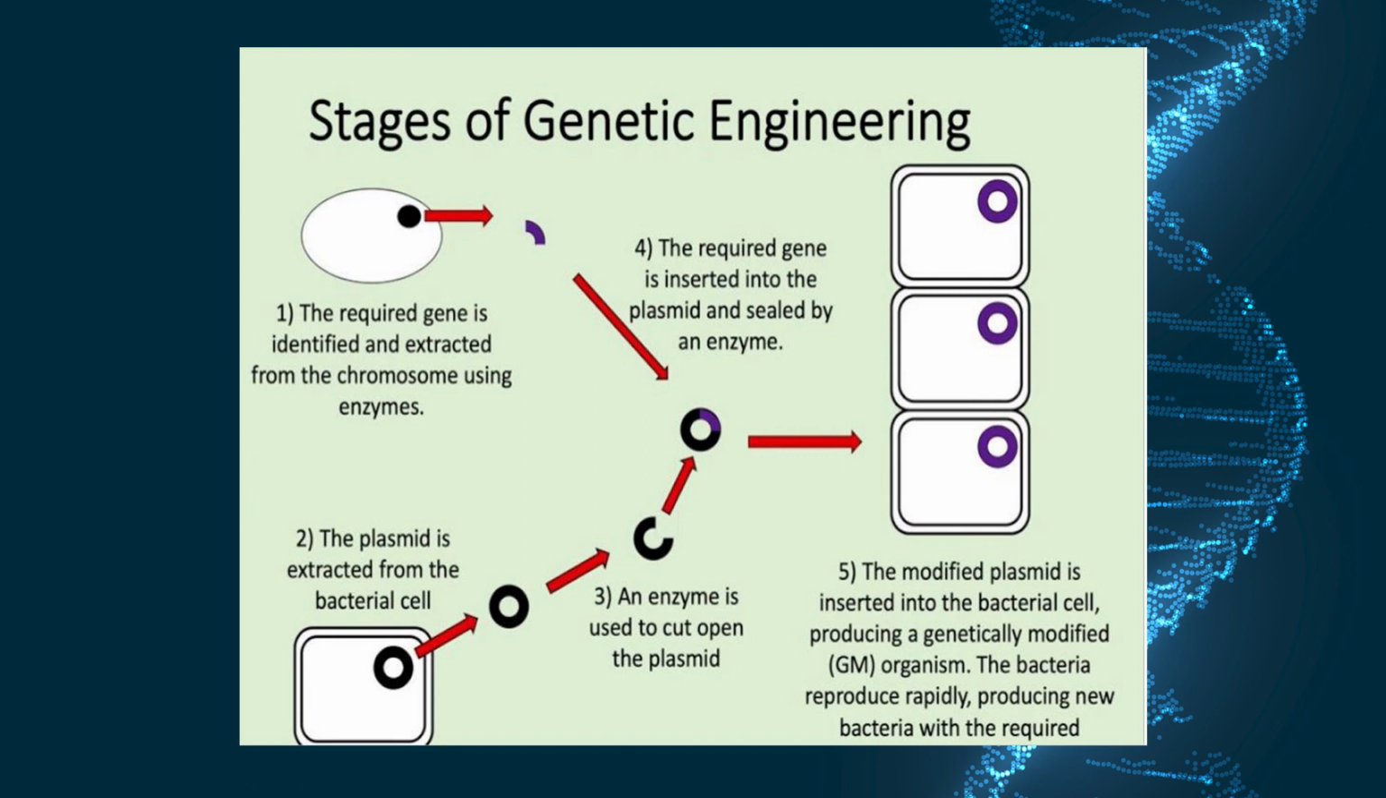Then the modified plasmid is inserted into the bacterial cell and it produces a GM, that is a genetically modified organism. It can be a GM crop or a GM animal. This modified plasmid basically contains the plasmid which has been isolated as well as the gene of interest which is isolated from any organism, and this gene of interest is naturally not present in the host organism. Then this bacteria will reproduce rapidly, producing new bacteria with required traits.